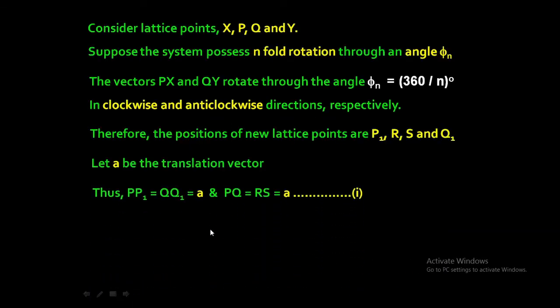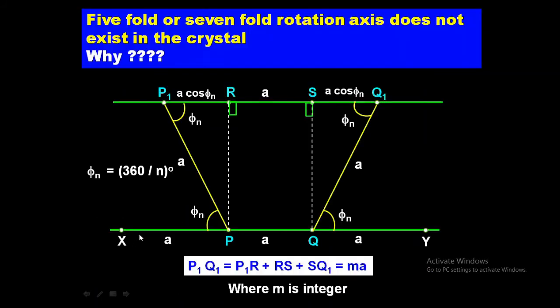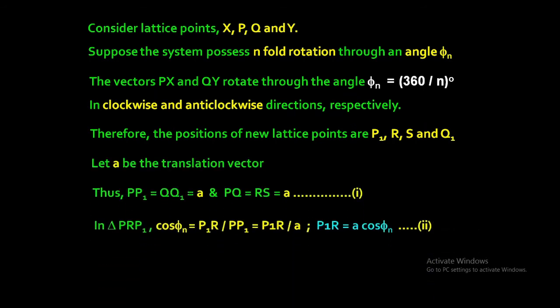Very simple. I have shown the diagram, and with the help of the diagram I have quoted some sentences on the slides. So PP1 is equal to QQ1 is equal to the translation vector A, and PQ is equal to RS, equal to A, that is also a translation vector. Now we have considered two triangles. In triangle PRP1, cos phi is adjacent side P1R upon hypotenuse PP1. In triangle PRP1, cos phi n is equal to P1R upon PP1, but PP1 is the hypotenuse, that is A.